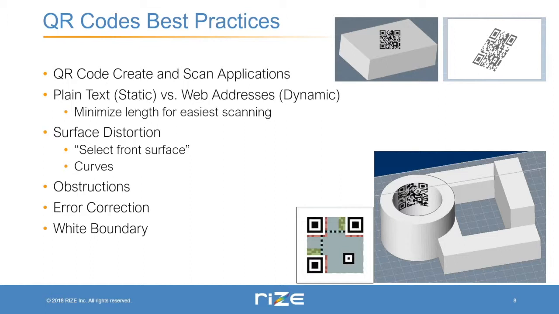The white boundary is something that's also necessary for most scanners to be able to isolate the QR code. So this is the track of white on the outside edge, shown in this bottom left image here. And if that boundary is not there, such as on that same QR code within that cylindrical surface, because that's right up against the edge, it may be more difficult for the scanner to isolate the QR code and then read it.